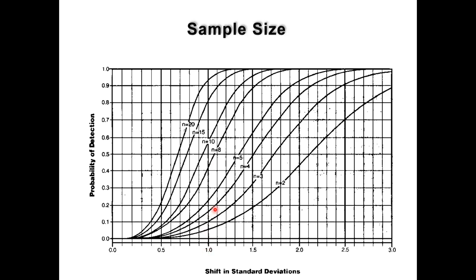So this is what this diagram is all about. It is about the shift in your process mean. If your process shift is larger, you can afford to have only a smaller sample size. But in cases where your process shift is smaller, for example one standard deviation, then you have to opt for a larger sample size so that you have a better probability of detecting the problem in your process.